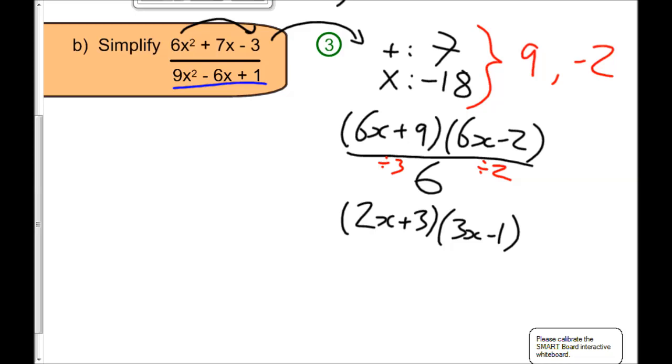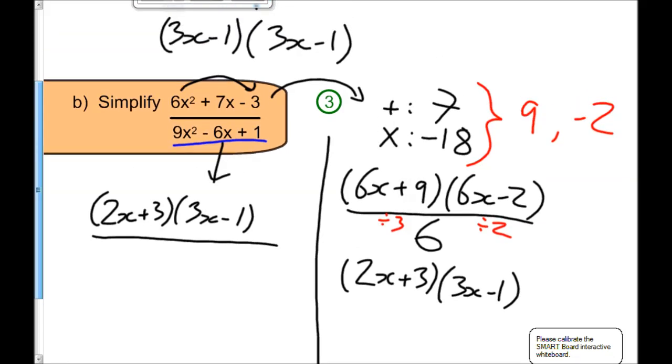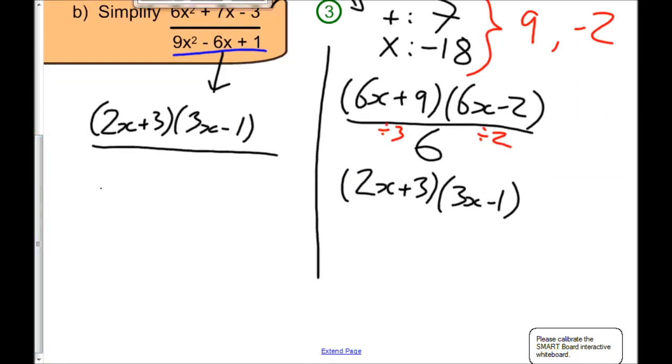We know the other one from the top answer, so now going to rewrite this. Let's say I'll partition it off from that side. So on the top we have 2x plus 3, 3x minus 1. If you remember from the previous question that both of them were 3x minus 1.